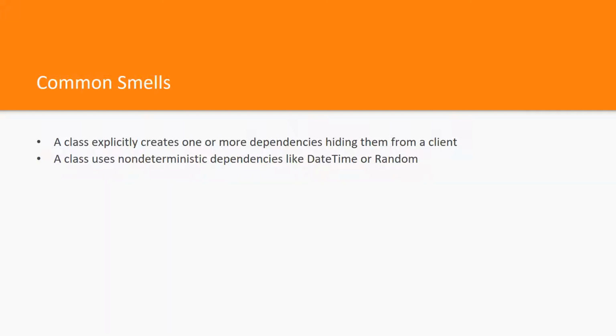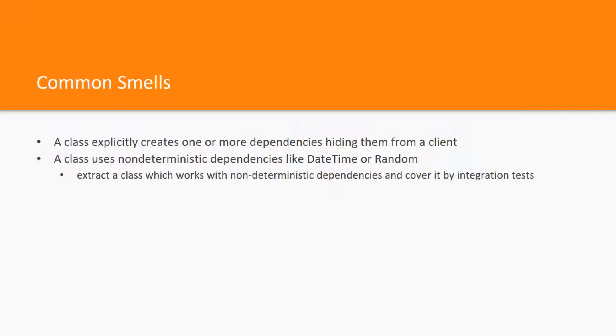There are ways to decouple such dependencies, which often come from the .NET framework itself. One way is to extract a class which works with non-deterministic dependencies and cover it with integration tests, and another option is to create some kind of adapter. I mean, create your own interface and implement it in a custom class which uses non-deterministic dependencies internally. Then you can use that custom interface in the production code and replace it with test doubles, which are under your control in unit tests.